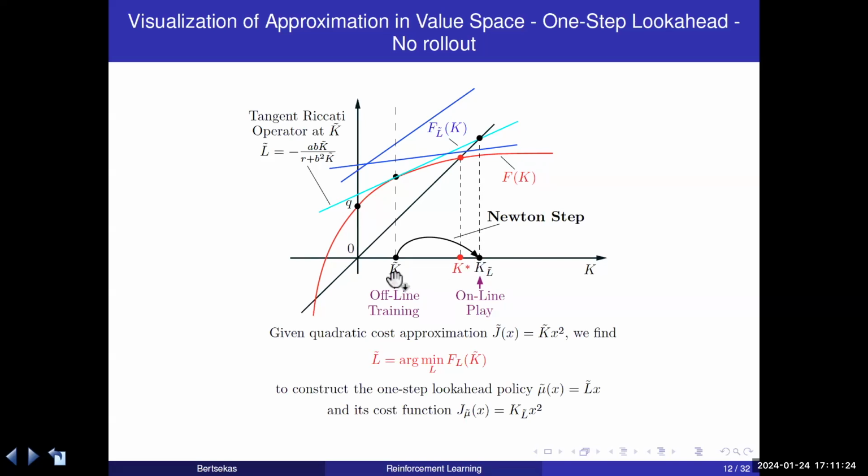So you start with cost approximation K tilde, and you get a one-step look-ahead policy, L tilde, which is obtained by this linearization construction. So what is this? Well, it's exactly Newton's method. Starting from K tilde and going to the cost of the one-step look-ahead policy is a Newton step. Exactly.